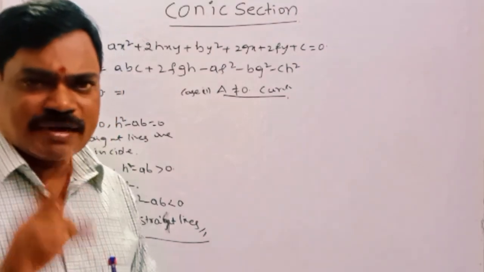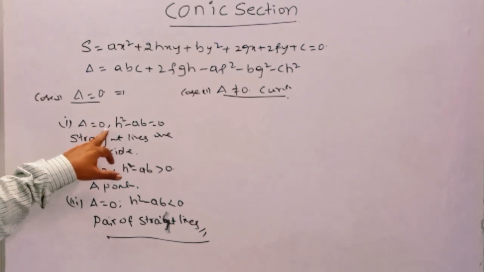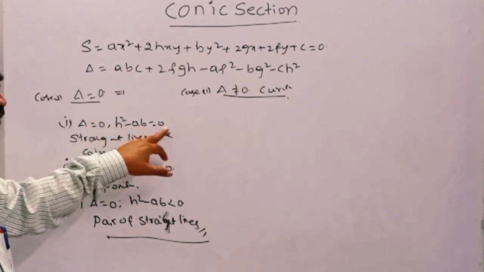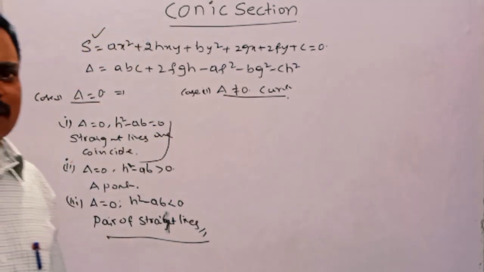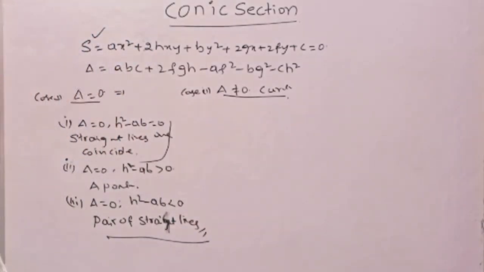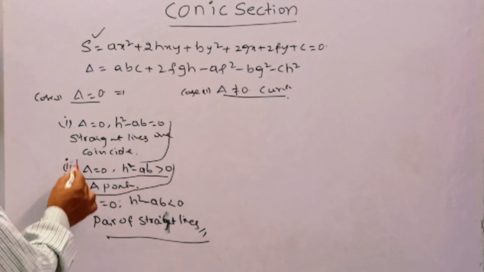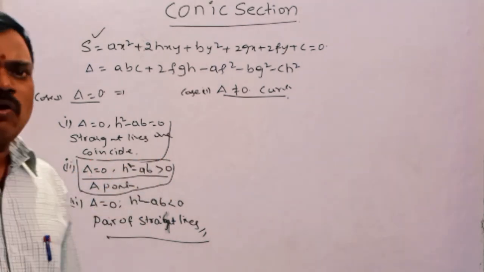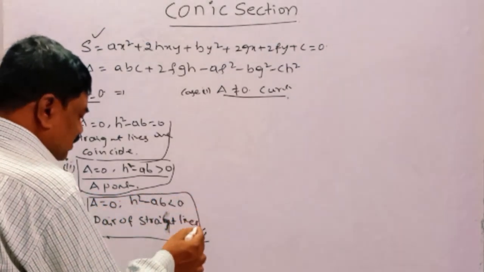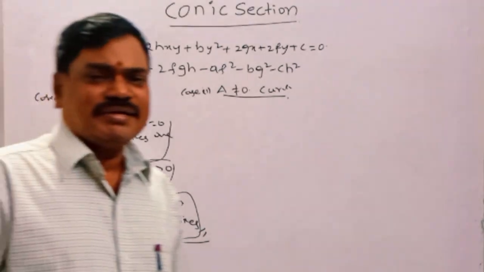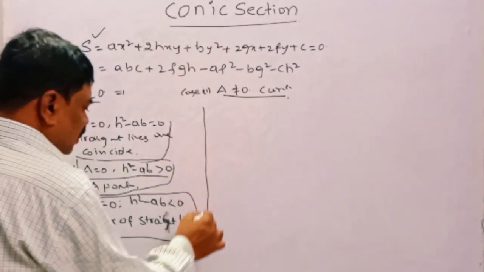So, if the discriminant delta is equal to 0 and h square minus ab is equal to 0, this conic section represents coincident straight lines. Delta is equal to 0, h square minus ab greater than 0, it represents a point. And delta is equal to 0, h square minus ab less than 0, it represents a pair of straight lines. This one is completed.